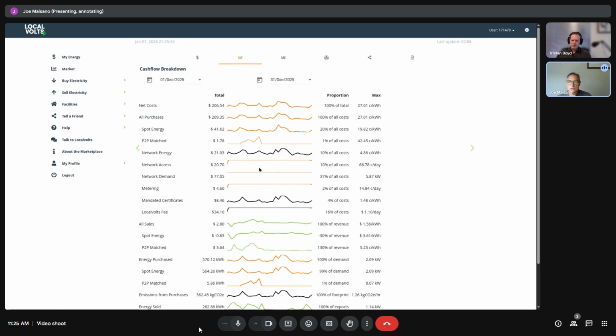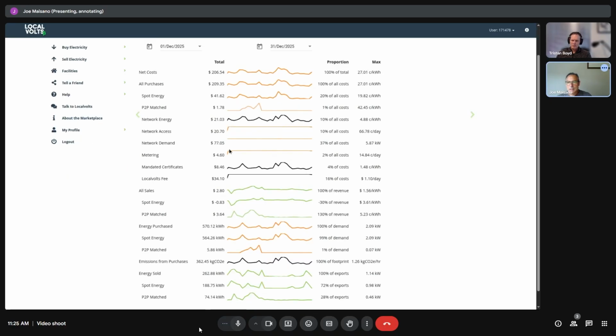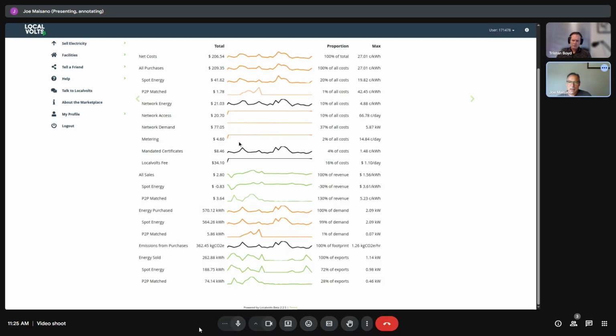$21 went to the networks. Another $20 went to the networks for just the daily connection fee, and another $77 went to the network for my demand charge. So you can see out of this $200 bill, around about almost $120 went to the networks for demand charges and volumetric charges. And if you add in metering there, you're sort of going over 120. $8 for the month for the certificate fees, and $34 in Local Volts subscription.